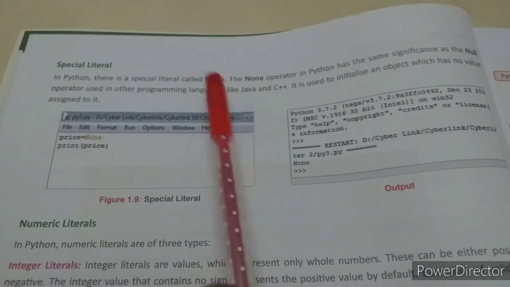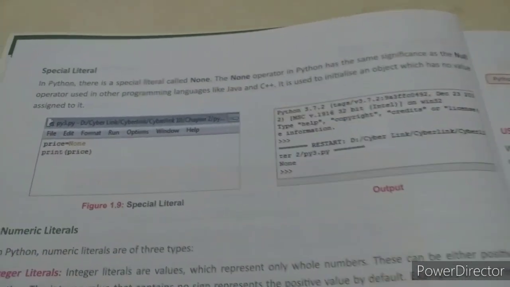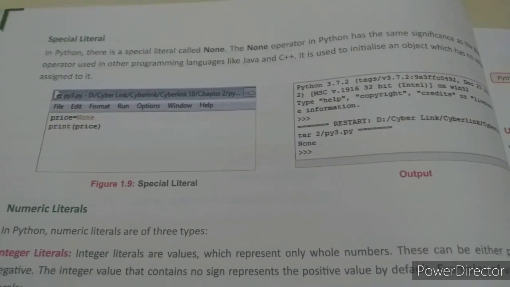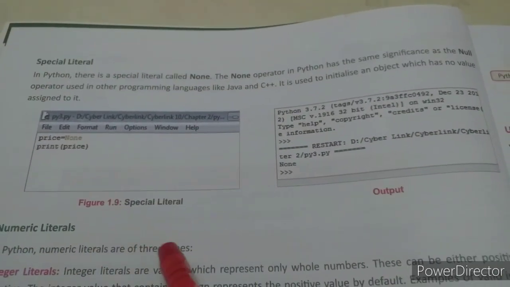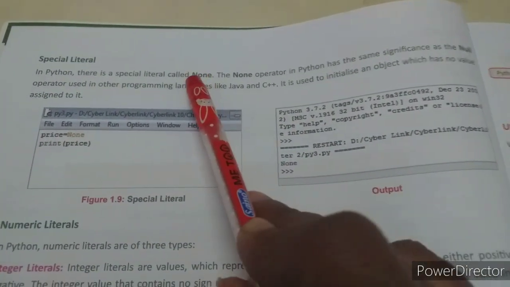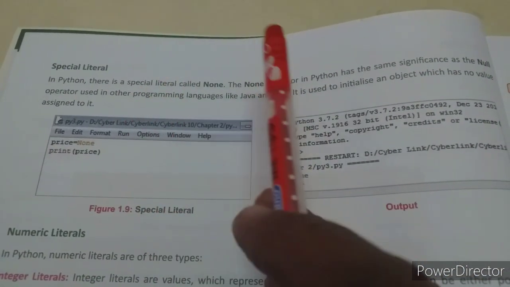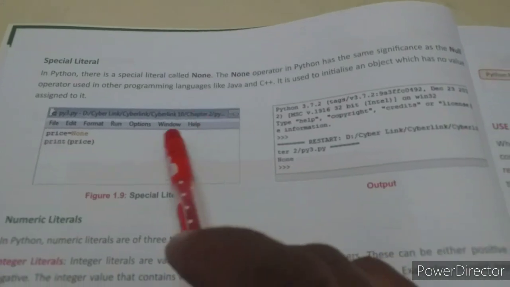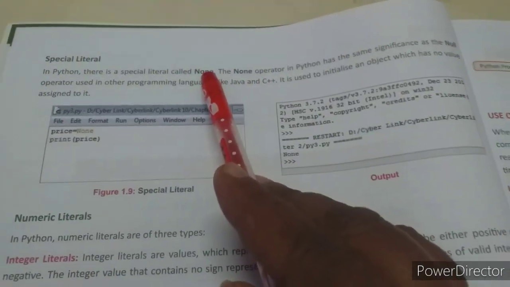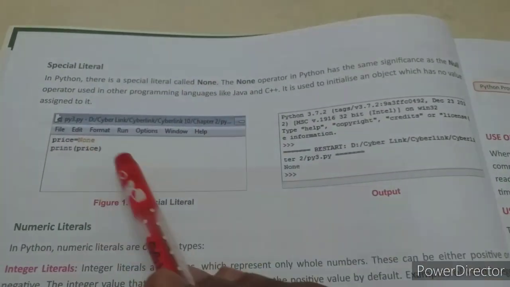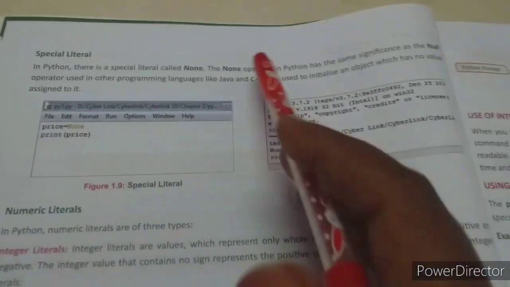If we are not having any value to assign, at that time we'll use None. Same as the null operator. This null operator is used in many languages like Java and C++. So that's why the use of None means it won't return any value. None means nothing. That's it.